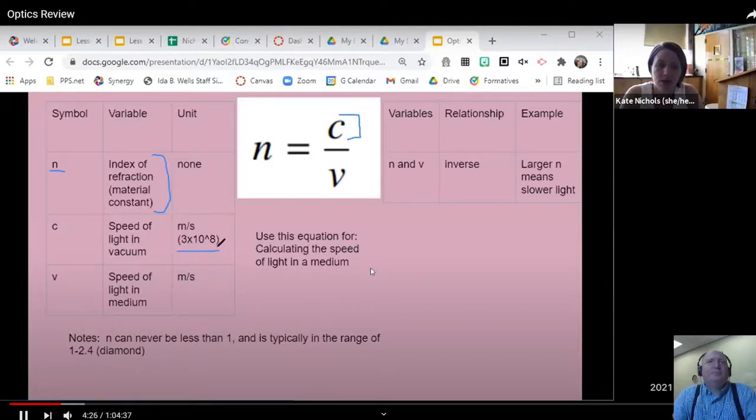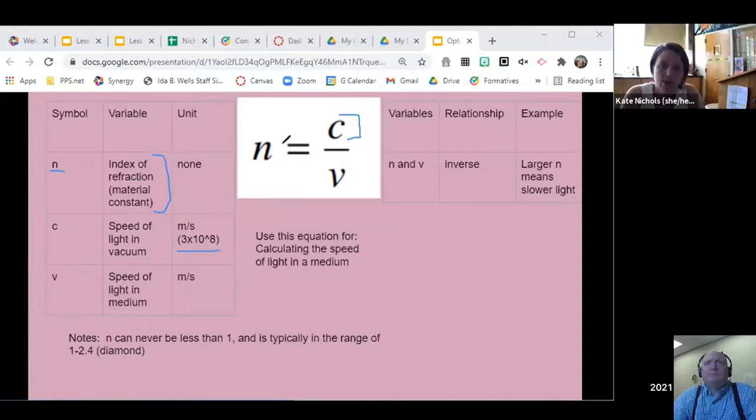To plug in 3 times 10 to the 8 up there for C. You'll usually be given a value for N, although occasionally you'd be given a V and asked to find N or figure out what the medium is. And this allows you to calculate V.